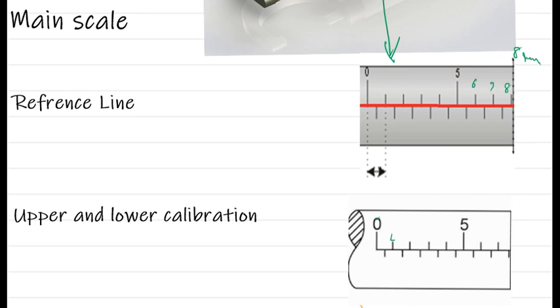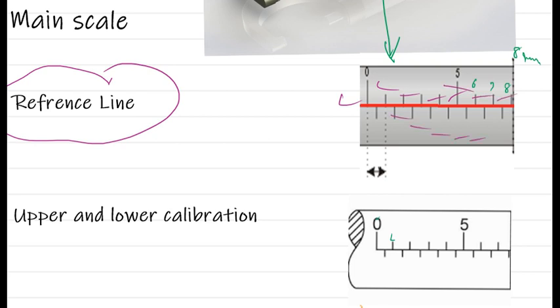Please never forget this red line and keep in mind, to understand well about the micrometer, its use and its calculation, that this red line, my friend, is called the reference line. Okay, reference line. It means the line above and below which there are the graduations, the calibrations. You can see on the upper side of this red line there are calibrations, and on the lower side also we have calibrations. The divisions are there.